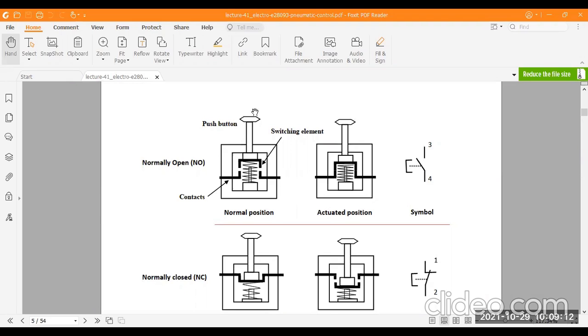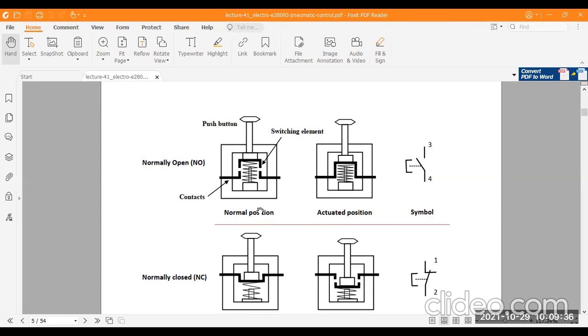Okay, so when you press this button, this part is also working. It is also pressing this spring part, so the spring part is deformed. This part and this part are the contact part. So this is basically the actuated position. This is basically the symbol of the normally open push button switch.